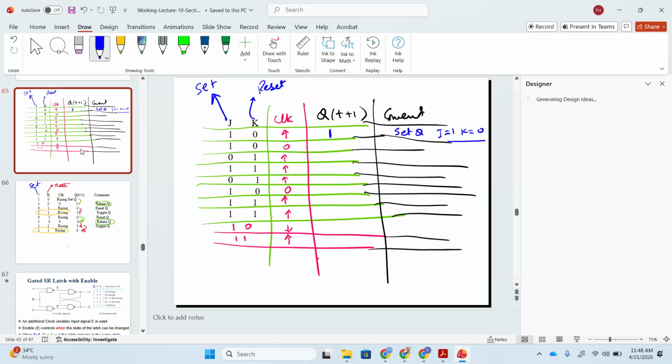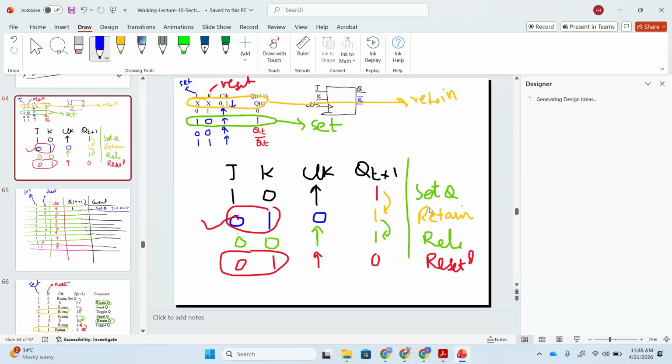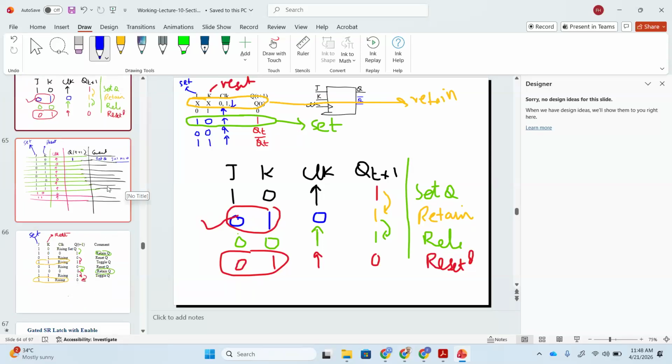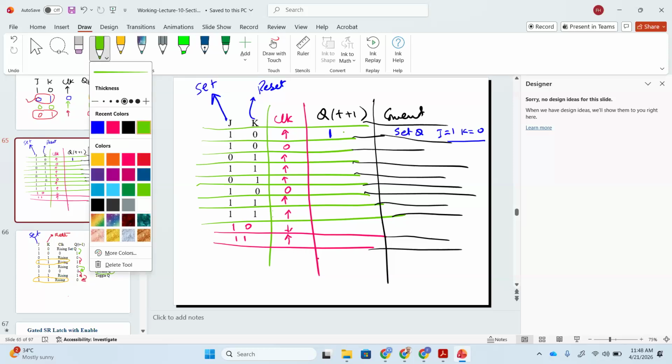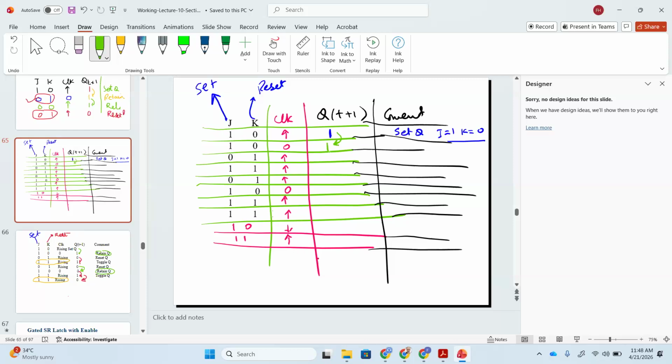So these are all the commands here. Can you see here? Basically this is set Q, this is retain and retain, this is set Q. Got it? Any question? Is this clear? Okay, now J is 1 and K is 0. What will be the output? Anyone may answer. 1. Why 1? It retains the value because the clock retains the value. So this retain is for the S row. So it is actually retain Q.